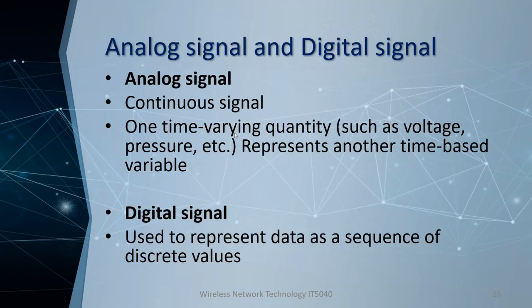Then we will discuss analog and digital signals. An analog signal is a continuous signal in which one time-varying quantity represents another time-based variable. In other words, one variable is an analog of the other. And a digital signal is a signal that is used to represent data as a sequence of discrete values at any given time. It can only take on at most one of a finite number of values.